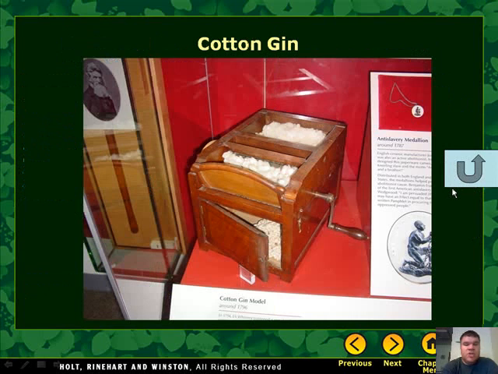Here's a picture of a cotton gin. This was taken at the Museum of American History, and you would turn the crank and the cotton would go through, and these little wires would pull the seeds out, and they would drop into that bottom receptacle right there in the bottom of the cotton gin. Now this is a small version of it, but they had larger ones as well.